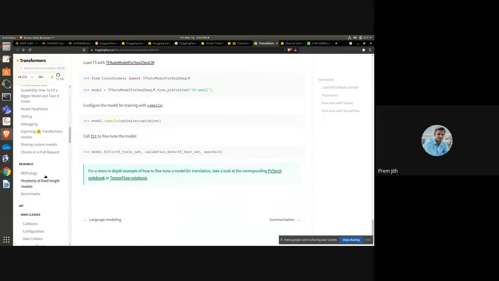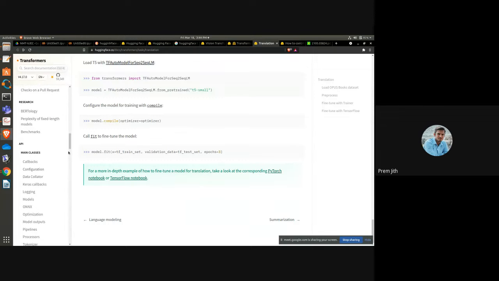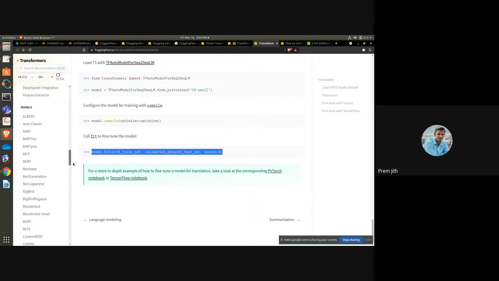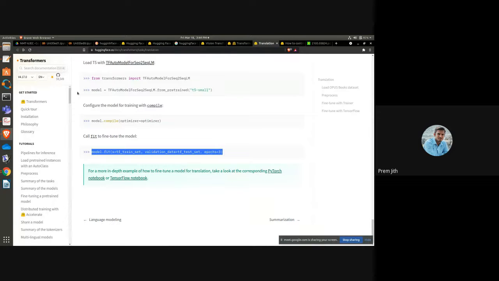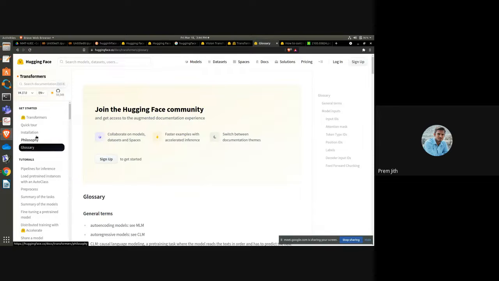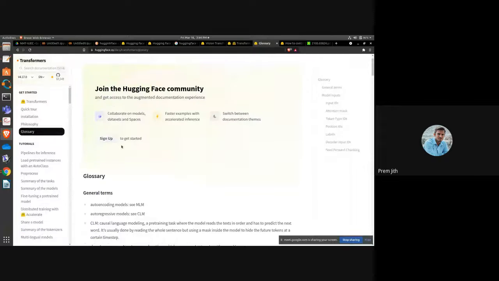Then BERTology, perplexity, and main classes: callbacks, configuration, data collator. These are internal help pages, and you can find a lot of things here. So go through this website or package to understand more about transformer models. You can find a lot of applications, and you can directly use the functionalities available in the Hugging Face transformers.